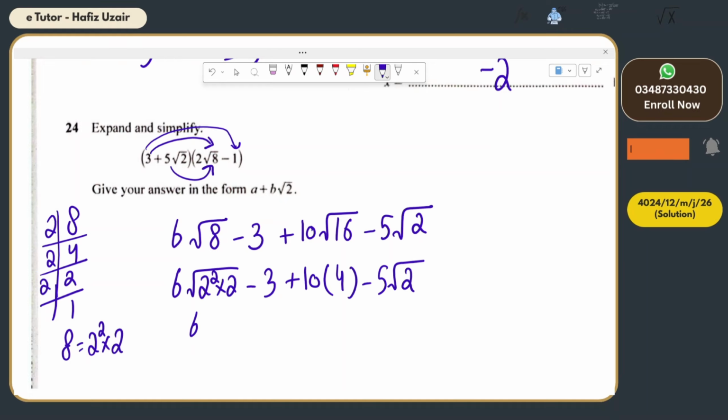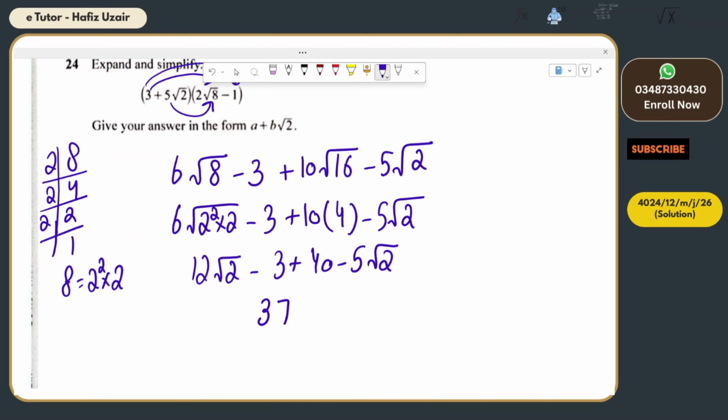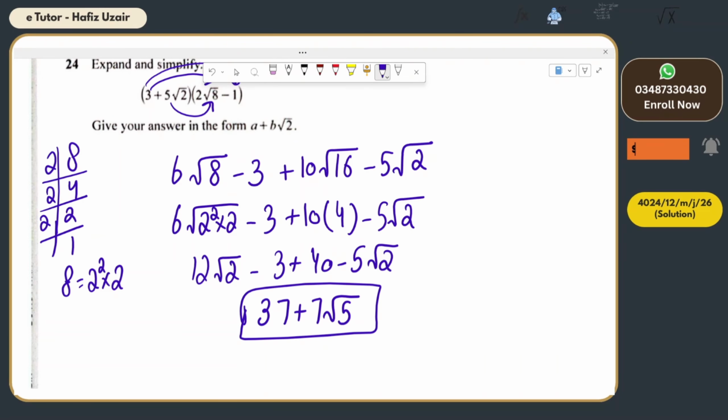So this will be 6, and the square and square root will get cancelled. So this will be 12 square root 2 minus 3 plus 40 minus 5 square root 2. And finally you will get 40 minus 3, which is 37, plus 12 minus 5 is 7. So this will become 7 square root 2. And this is your answer.